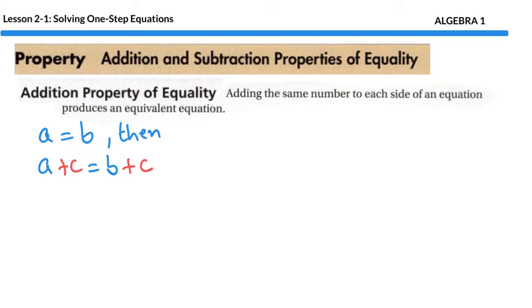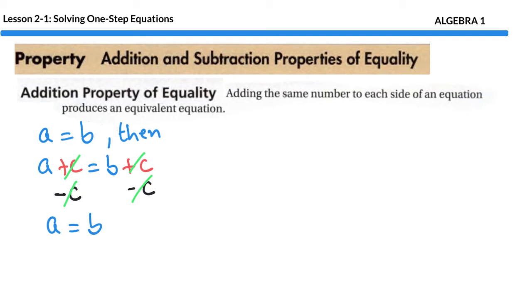Now, what is the inverse of addition? The inverse of addition is subtraction. So if I have to remove something that is added, I will subtract the same value on both sides. So what happens? The plus and the minus cancel and I am left with A is equal to B. Get it? So if I want to remove addition, I do the inverse operation of addition, that is subtraction.